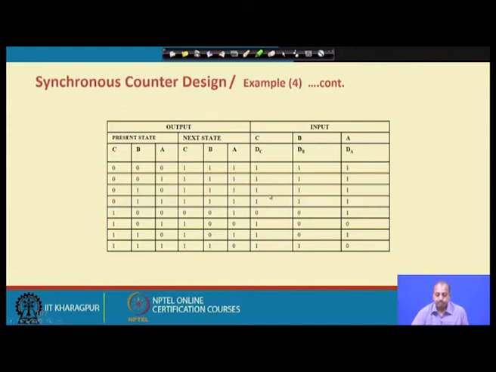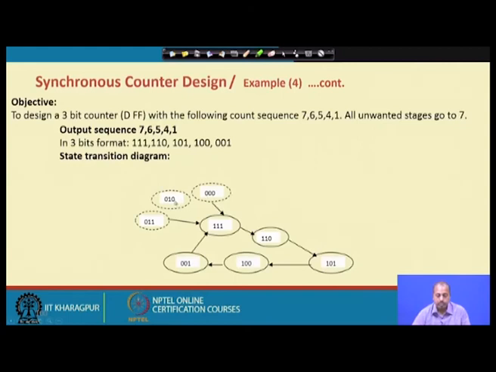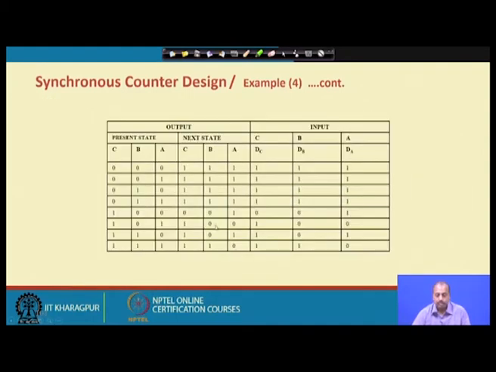As per our specification, from 0 0 0 the next state is 1 1 1. So, DA, DB, DC are going to be 1 1 1. Similarly, you see here for 0 0 0 and 0 0 1, in both the cases the next state is 1 1 1. From 0 0 0 it will go to 1 1 1, and from 0 0 1 also it will go to 1 1 1. Accordingly, DA, DB, DC should be set to 1. So, it goes like this.